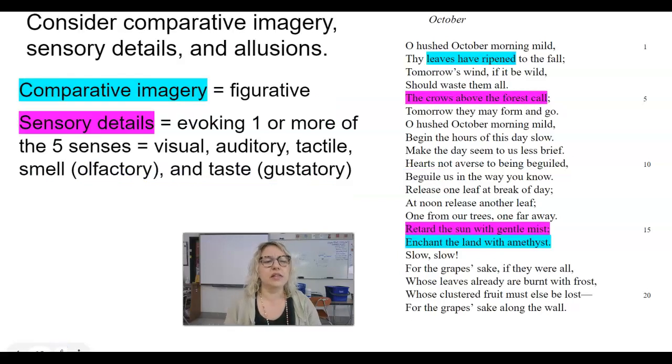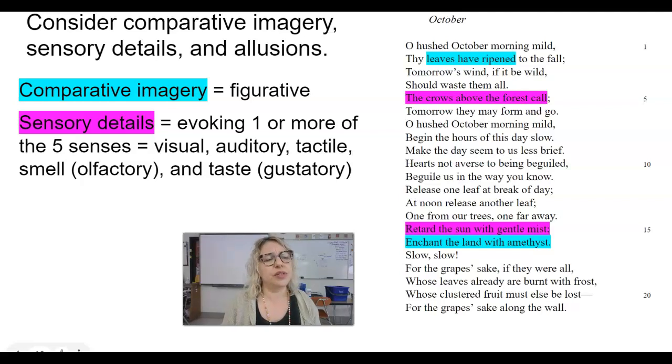Another thing to look at is comparative imagery, sensory details, and allusions. How do we deal with those? Well, they're separated here into comparative imagery and sensory details because there's really two kinds of imagery that we want to think about. There's one that deals with the figurative, things that are not literal but are being compared to something else, and so are a figurative kind of comparison. We would have that in line 2 with "leaves have ripened to the fall." The leaves are being compared in an oblique sense to fruit ripening.